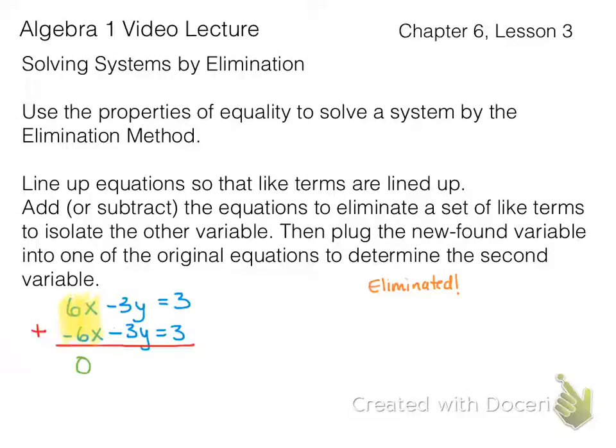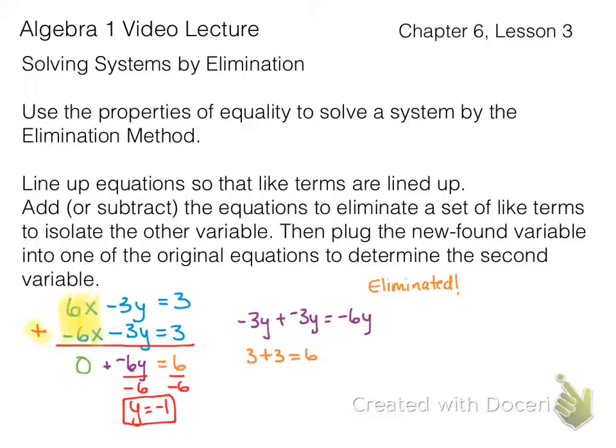All right. And then we also have negative 3y plus, because we're still adding, negative 3y. Negative 3y plus negative 3y is negative 6y. There it is. And then we also have 3 plus 3, which is 6. So now we're left with negative 6y equals 6. And we're going to divide both sides by negative 6, and we're going to get y equals negative 1.